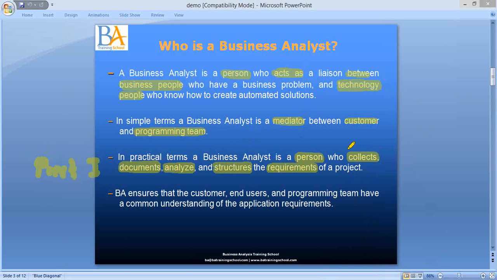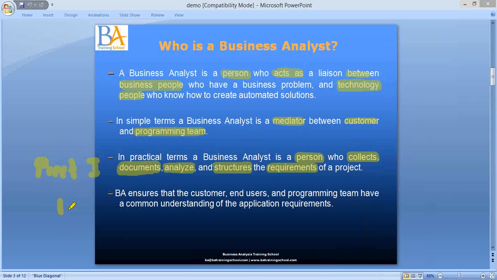That is the first part of your BA job. You have to go to the customer, use your oral skills to talk to the customer or end users and take the requirements, and then document them in such a way that you can understand whether the project requirements are within the scope of the project, and also help the project manager give you the technical feasibility of those requirements, and then finally give a structure to it. That is part one of your job.